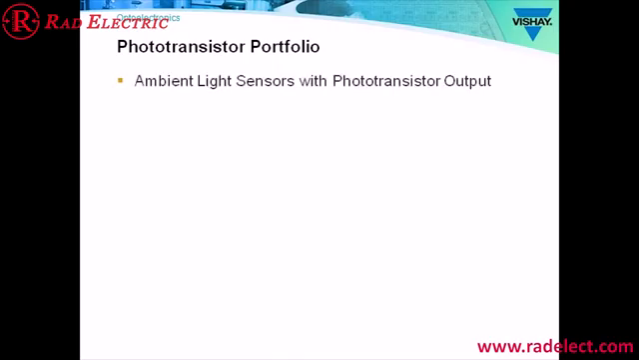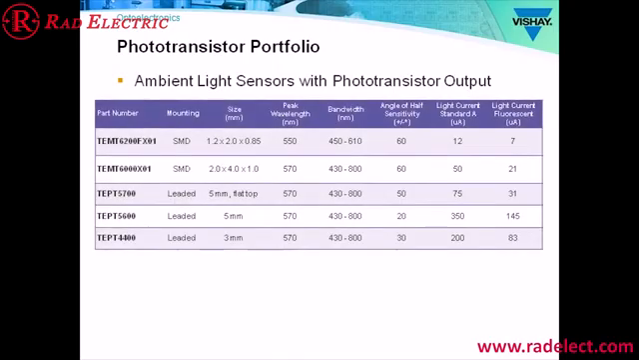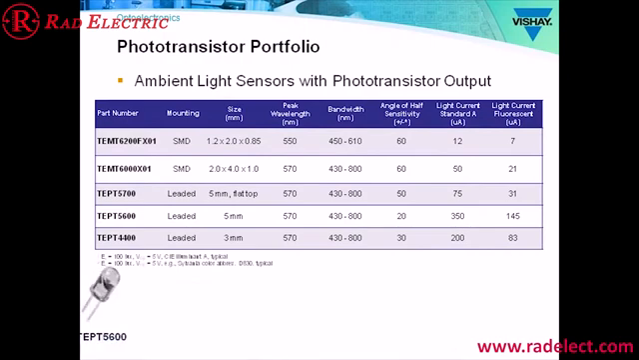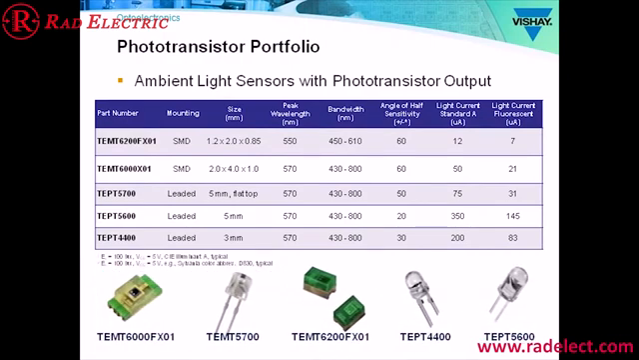Vishay offers phototransistor and photodiode-based ambient light sensors. The phototransistor portfolio includes leaded and surface mount devices. Note that all of these sensors have a peak sensitivity from 550 to 570 nanometers, which is nearly equivalent to our eye's peak sensitivity. Part numbers with an F contain an infrared filtering epoxy to further improve the ambient light sensing performance. Part numbers with an X01 are qualified to the AEC Q101 standard and support operating temperatures from minus 40 degrees C to 110 degrees C.